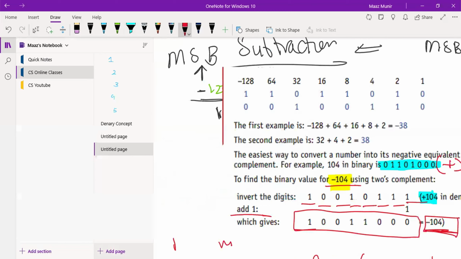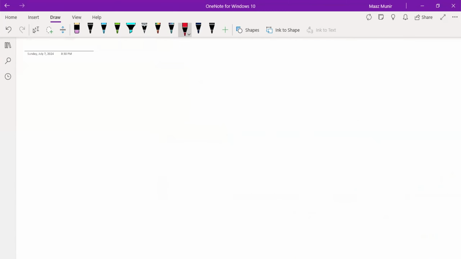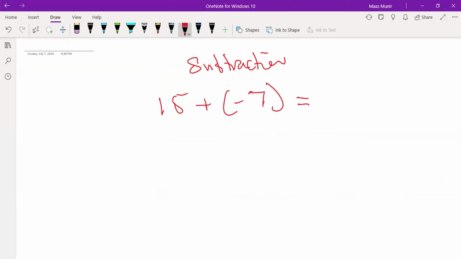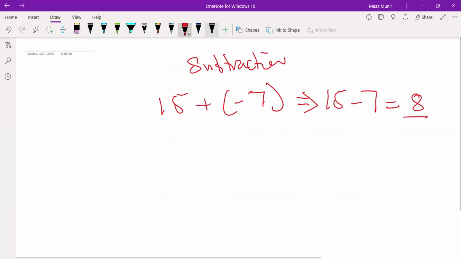Now, previously, if you remember, we were discussing subtraction, right? And I told you one thing. Let's say we have 15 plus minus 7. What's the answer to this equation? It is 15 minus 7, which is going to be 8. We are going to be using the same concept in binaries.